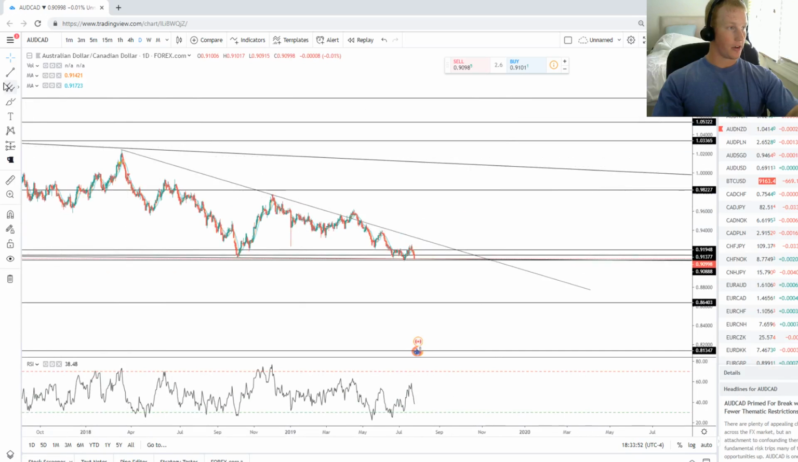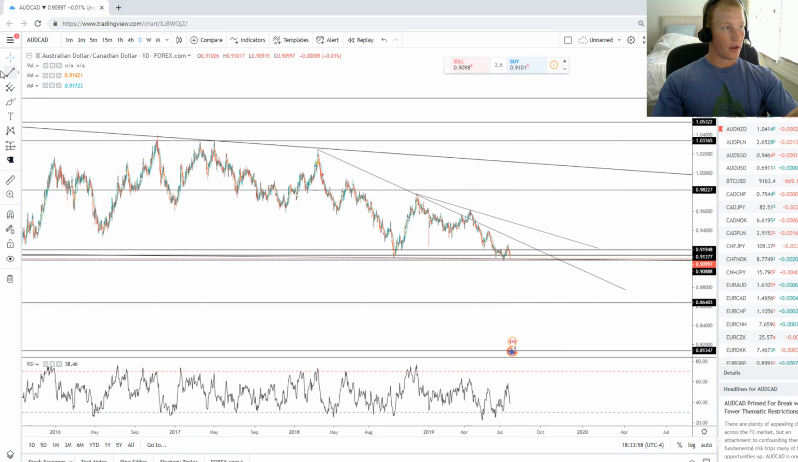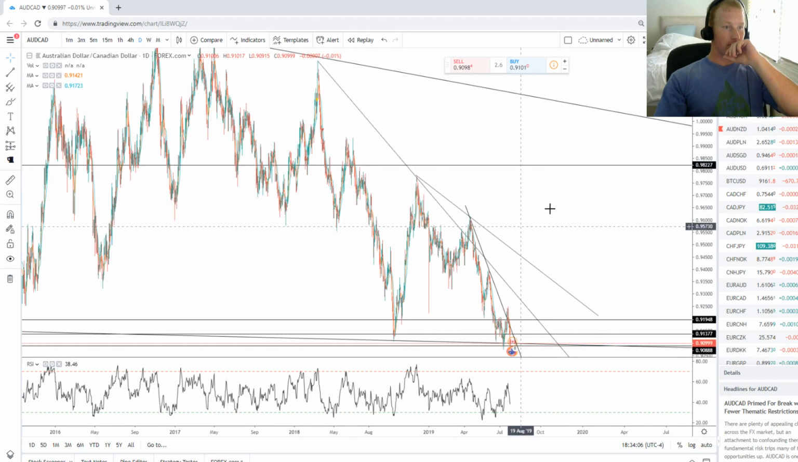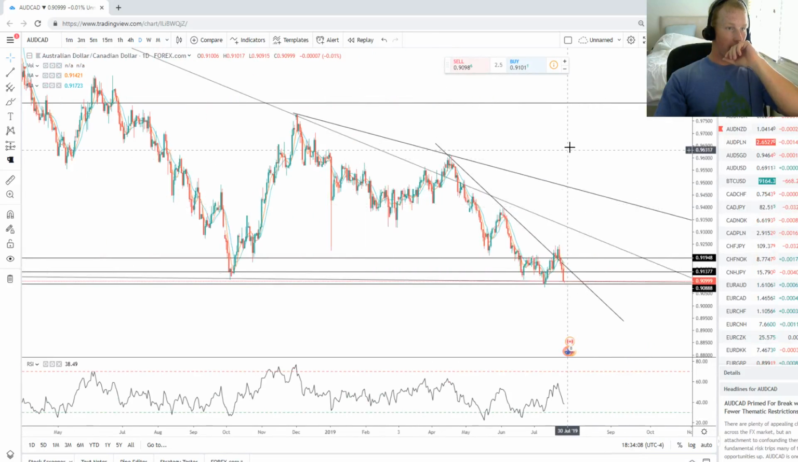Alright, we got one trend line drawn. We'll draw another here to these 2 points. Doesn't matter really. And now in the really short term, we'll draw this one. What are we seeing here?